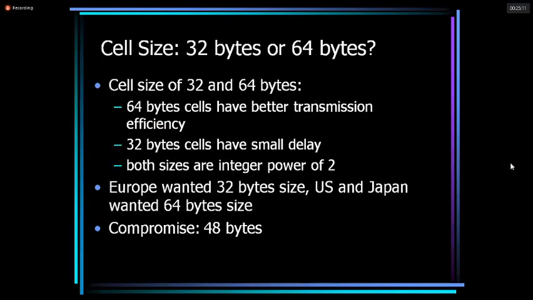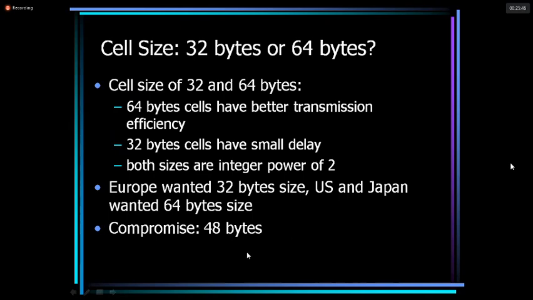Why a compromise? If I go with a cell size of 32 bytes or 64 bytes, 64 bytes has better transmission efficiency, whereas 32 bytes has small delay. Both have their own advantages, right? Some wanted it to be 32, some wanted it to be 64. So when this technology was evolving, they made a compromise and came up with a 48 byte structure. Got an idea? Both give some advantage.